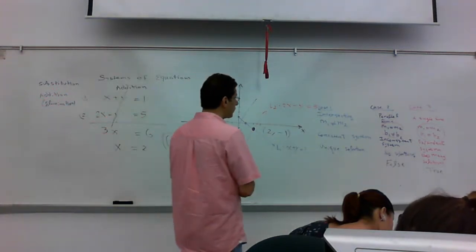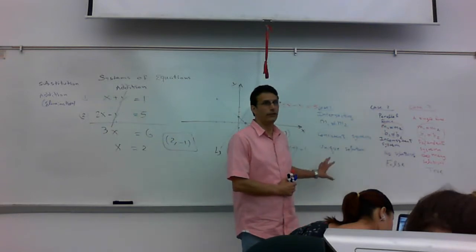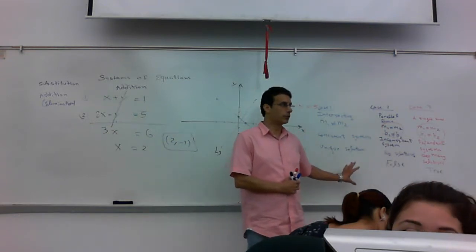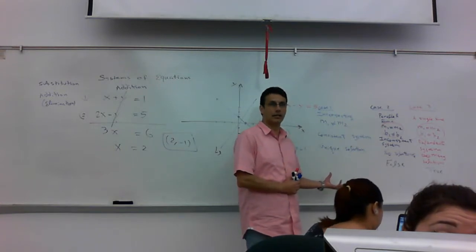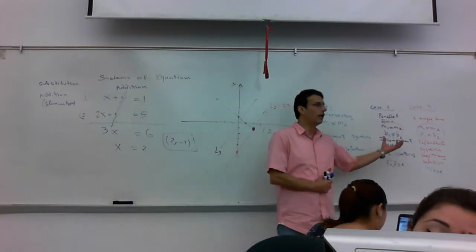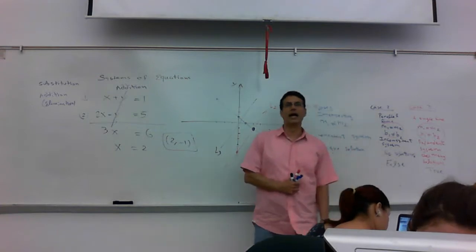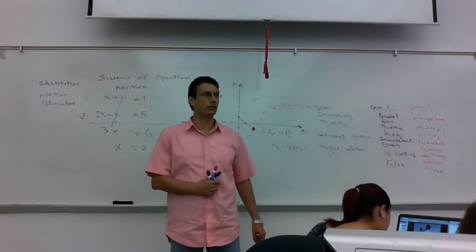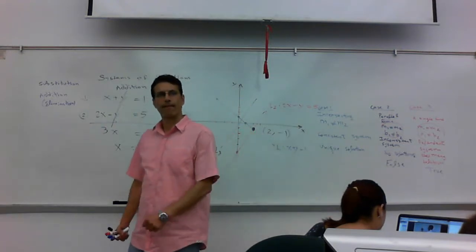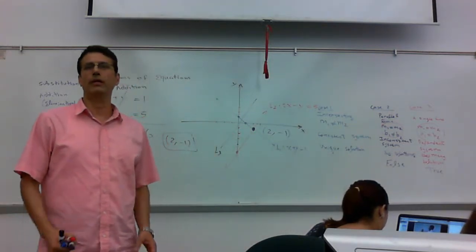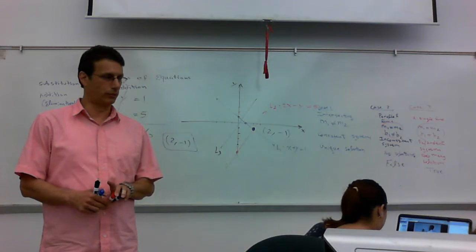So, graphing is clear. If you're using addition or substitution, you solve to get to the answer. You have an answer. It's a consistent system, a unique solution. If you get to a false statement, it has no solution, inconsistent system. And if it gives you a true statement, it's a dependent system with infinitely many solutions.